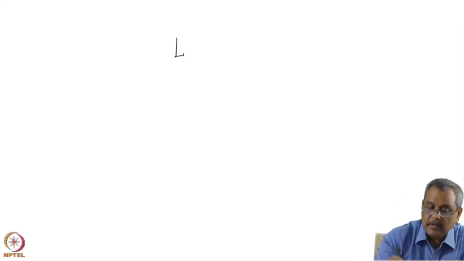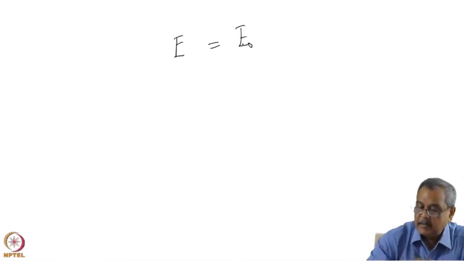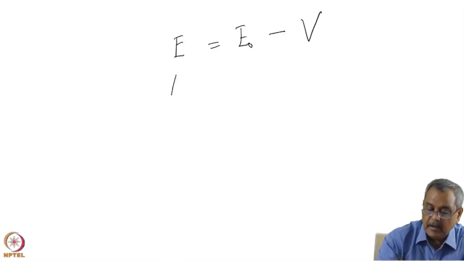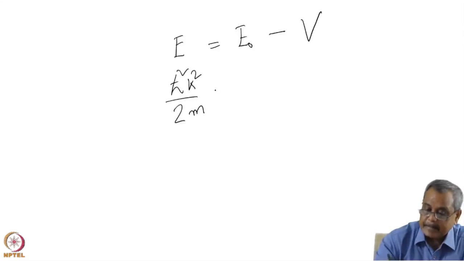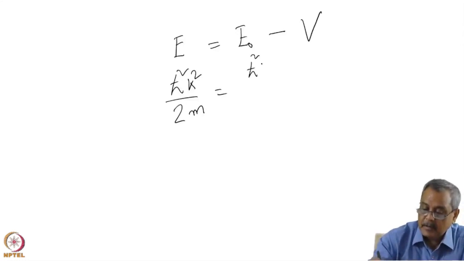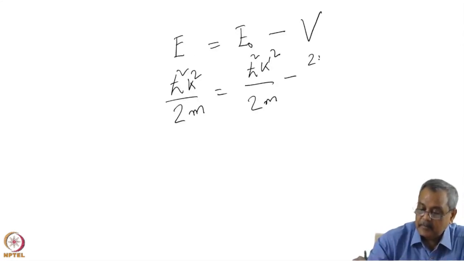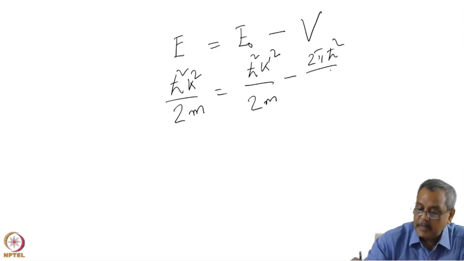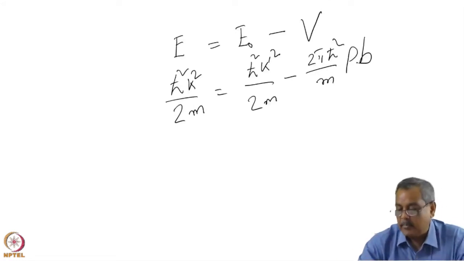Now E inside the medium is equal to the energy in the vacuum minus the potential V. So for a free neutron, it is h square k square by 2m. This is h square k prime square by 2m minus 2 pi h square by m rho into b. I am just dropping the subscript of b coherent. This is what I get.